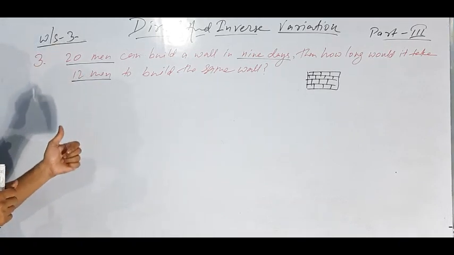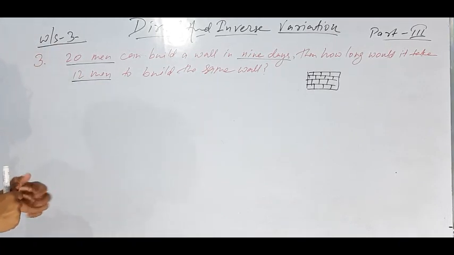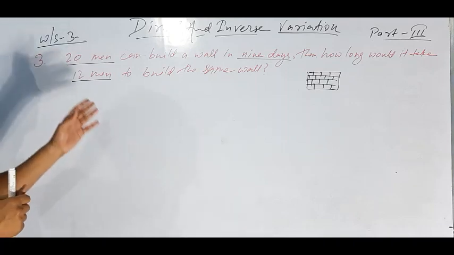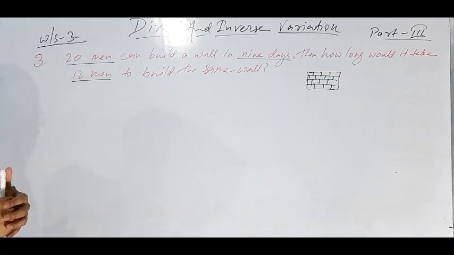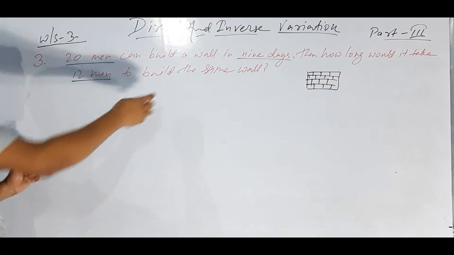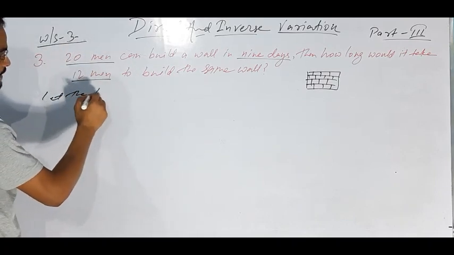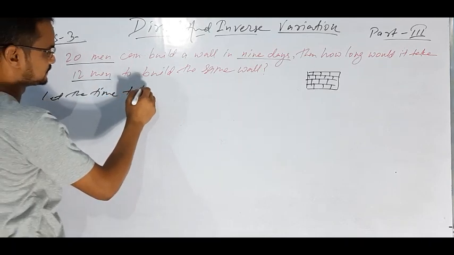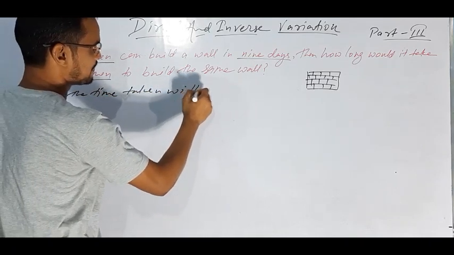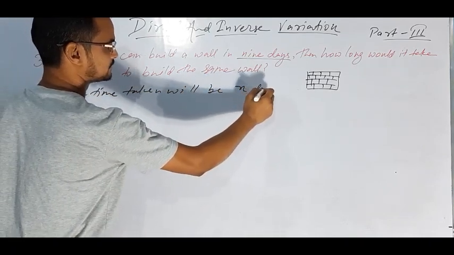If 20 men can build a wall in 9 days, then how long will it take 12 men to build the same wall? Let the time taken be x days.